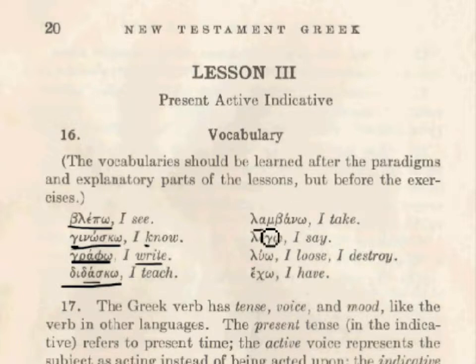Here we have the word lambano. It means I take. It can also mean I receive, so you might want to make a little note of that. I'm not aware of any English cognates to this, so you'll just have to learn this one, but lambano is quite common in the New Testament. I take or I receive.